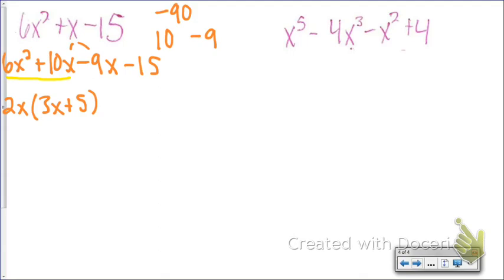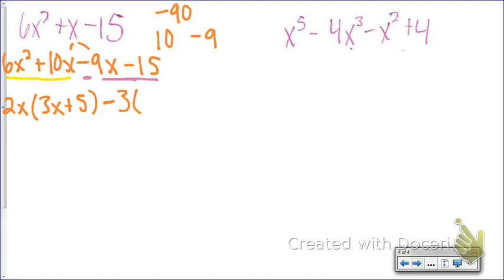So after I have that done, I'm going to go to my second half, and I'm going to group the second half. I'm going to keep that same sign that I have, so I'm just going to keep that negative. And then I'm going to take out the greatest common factor of that 9x and 15, and that greatest common factor is 3.